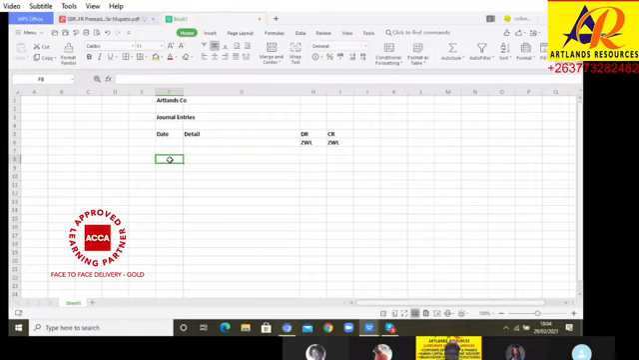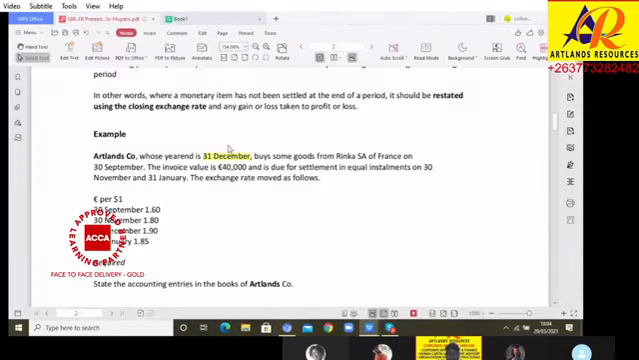That's our functional currency. So we purchased the goods on 30 September from Rinka SA of France. So we have got 30 September. We are told that we purchased some goods worth 40,000 euros, and the exchange rate here was 1.6 euros equals $1.